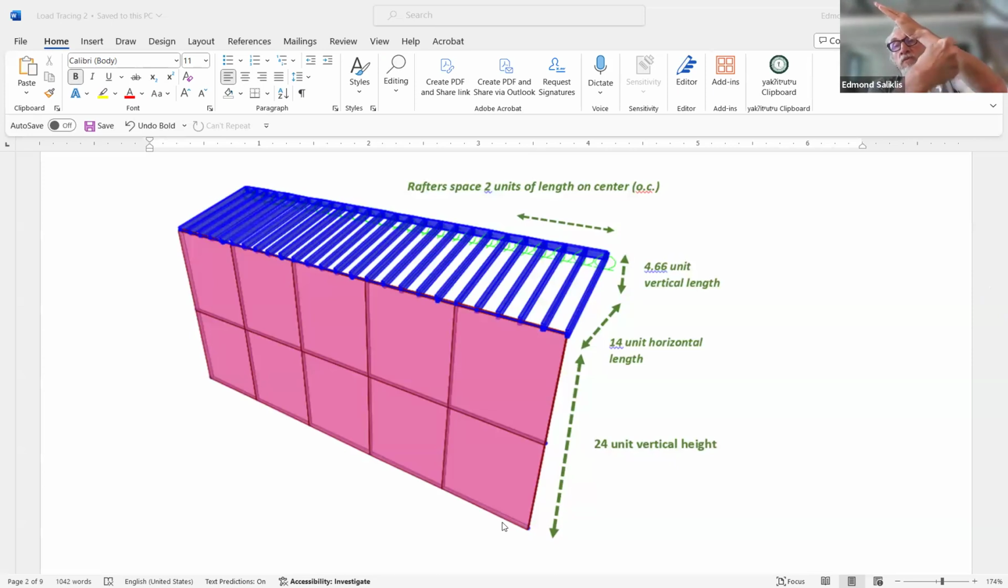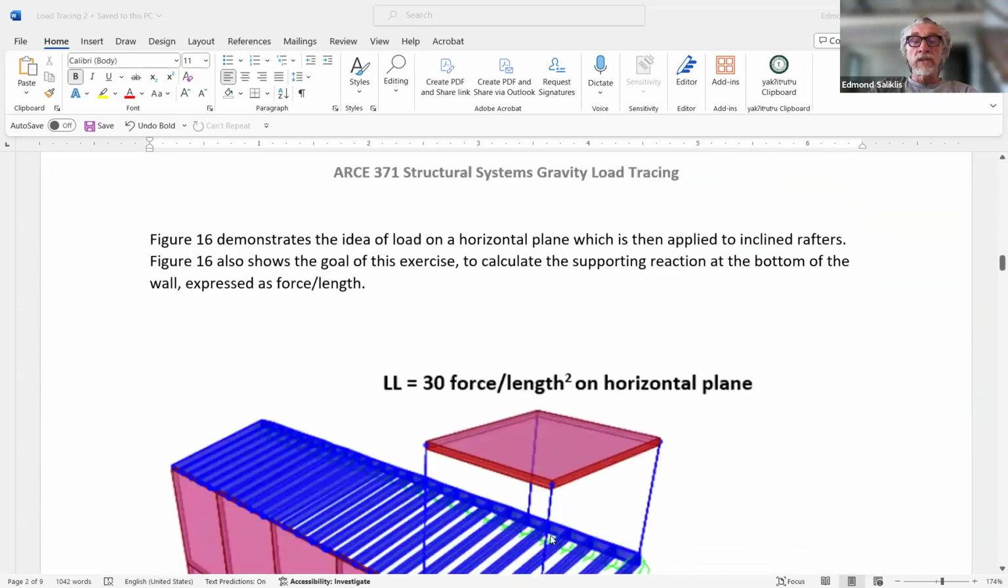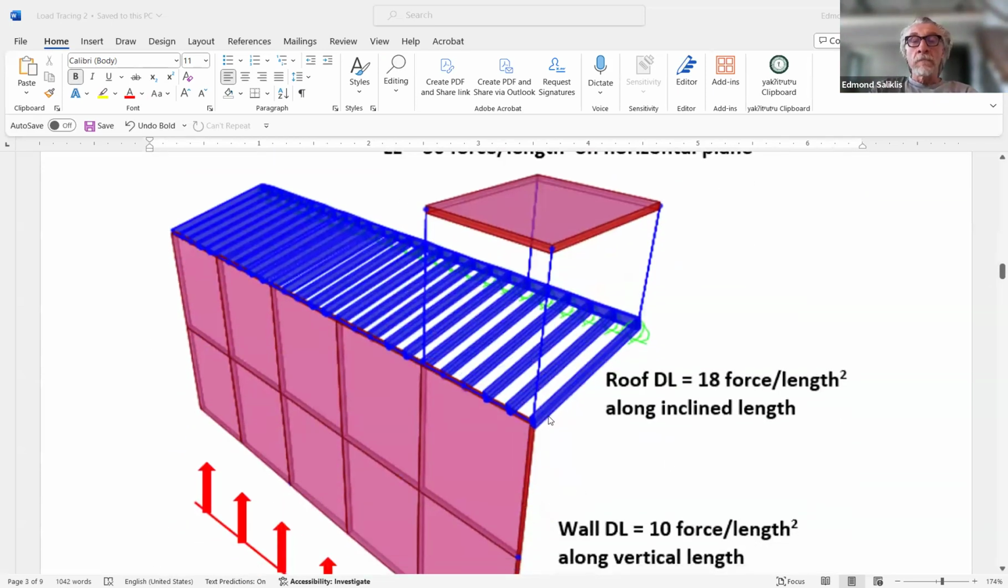So as you march along the member, you have a load on that member. If it's shaped like this or shaped like this, it doesn't matter. You're going along the length of the member. So I show that here as being the blue beams, and there is a load. But remember, it's not force per length, it is force per length squared. And typically that is dead load.